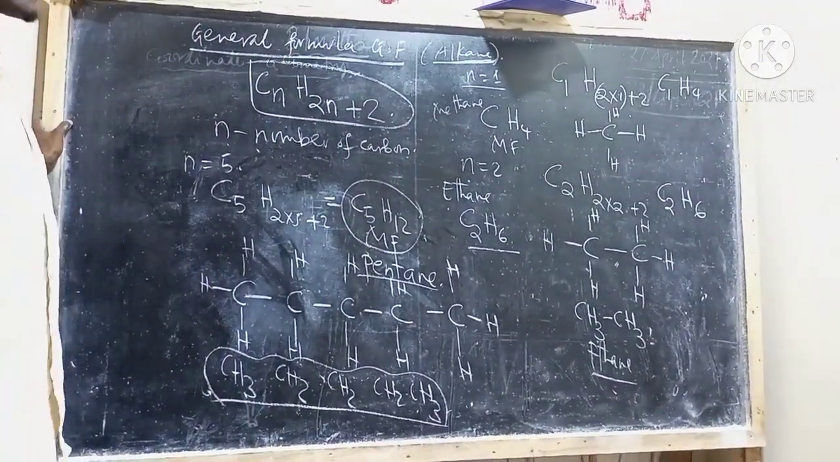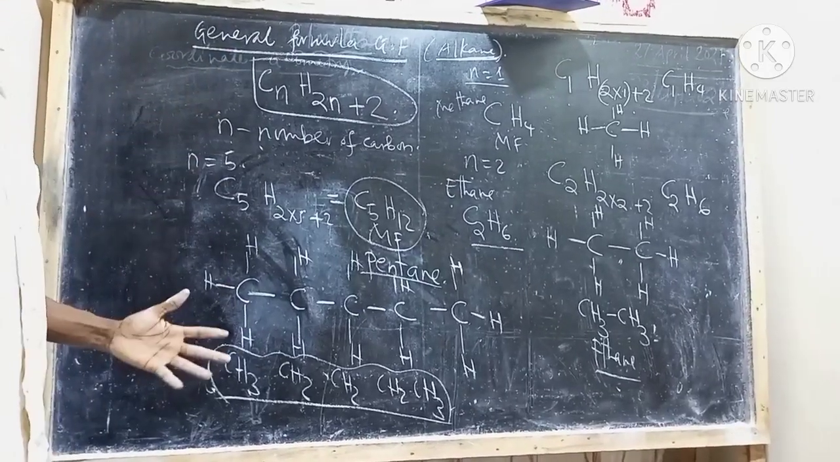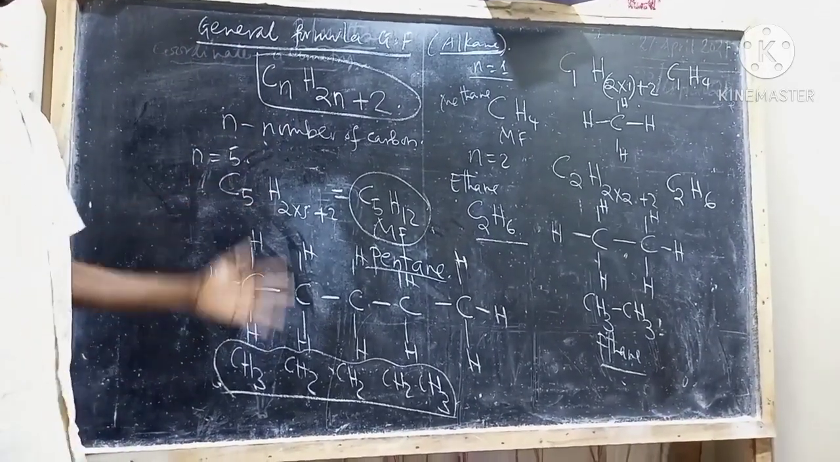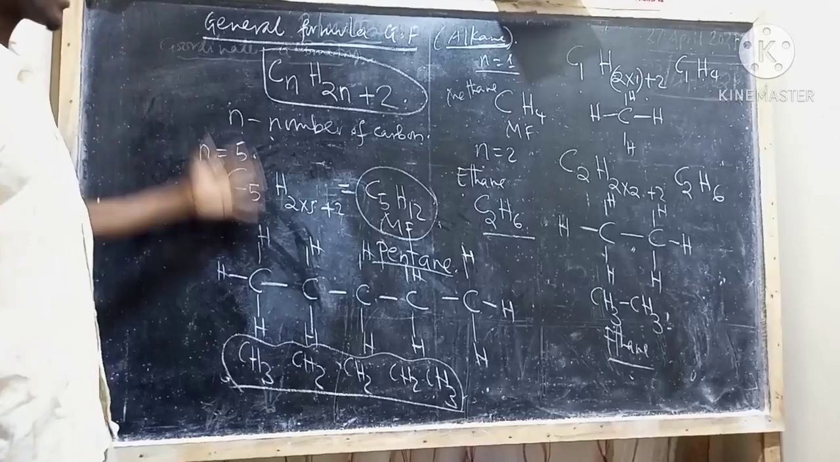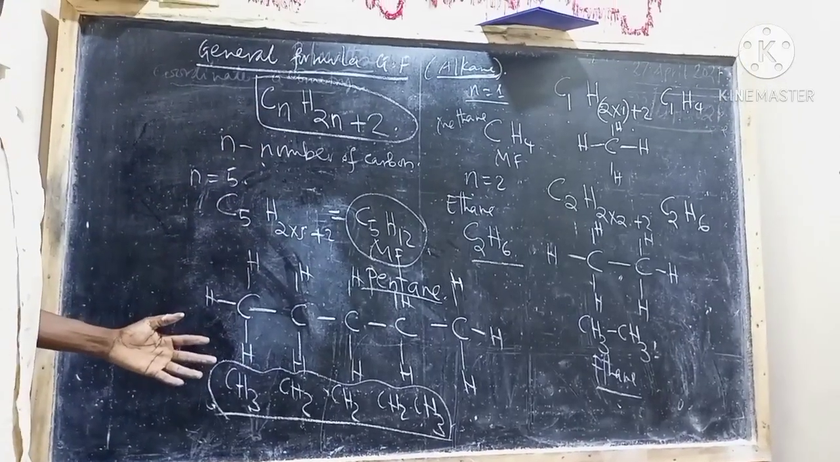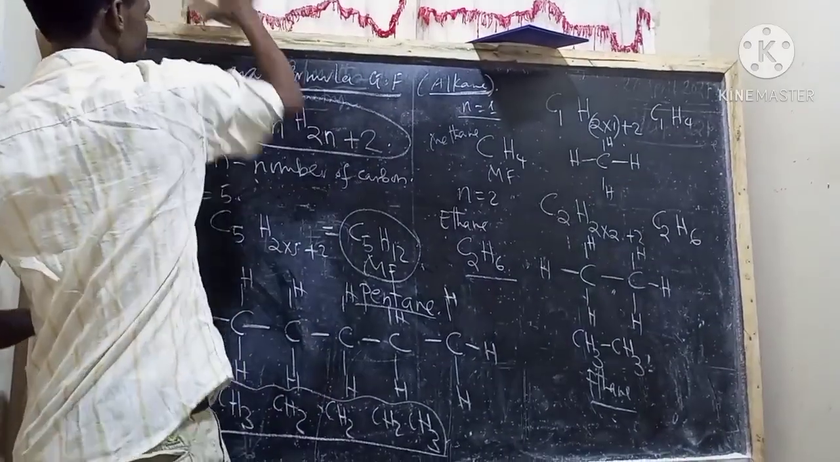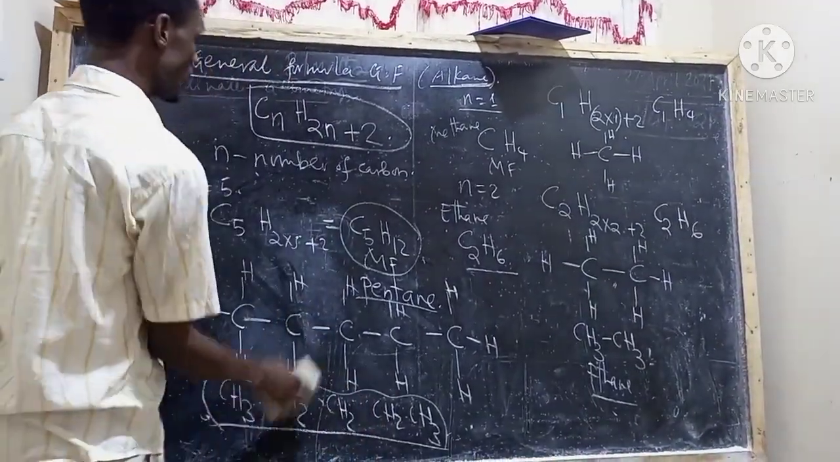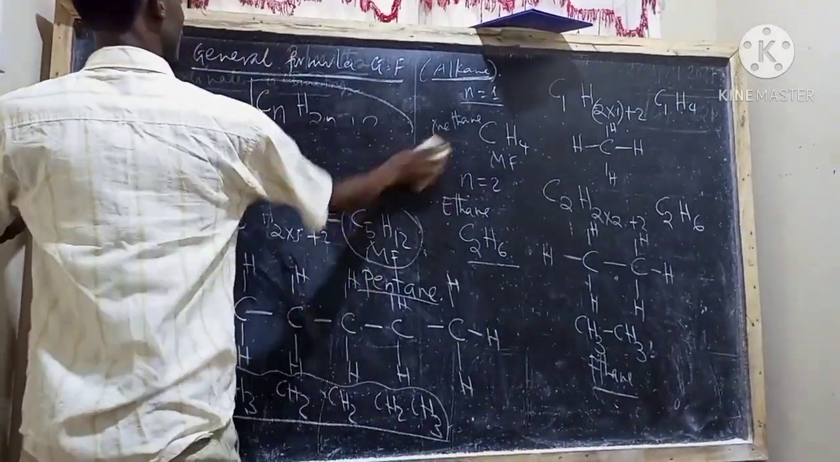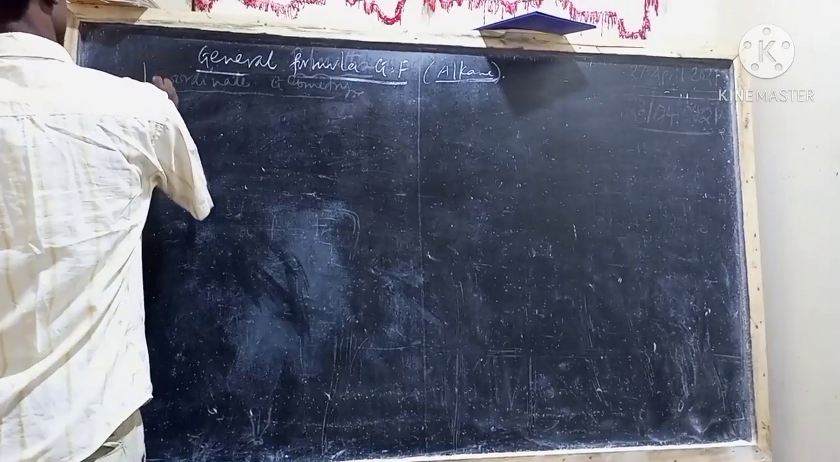So this is all about the general formula. We have methane, we can write it. We have pentane, we can write it. If we're talking about heptane, you can write it. And you can write isomers for these compounds. This is the example about heptane.